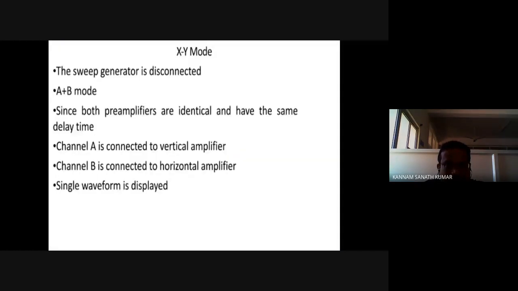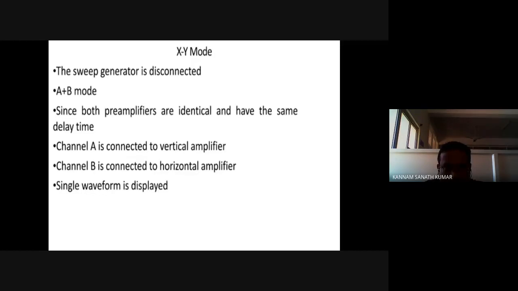If you consider the XY mode, here the XY mode is nothing but what we call the A plus B mode. Channel A is connected to the vertical amplifier and channel B is connected to the horizontal amplifier. So A plus B means a single waveform is displayed.